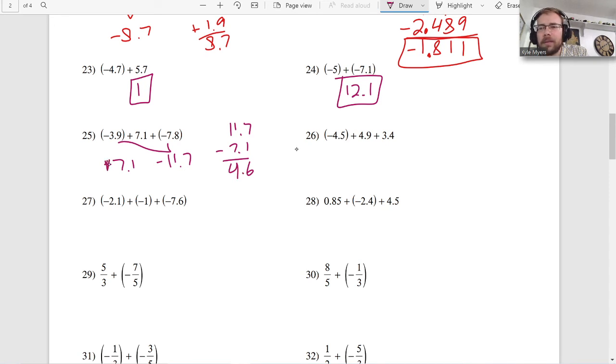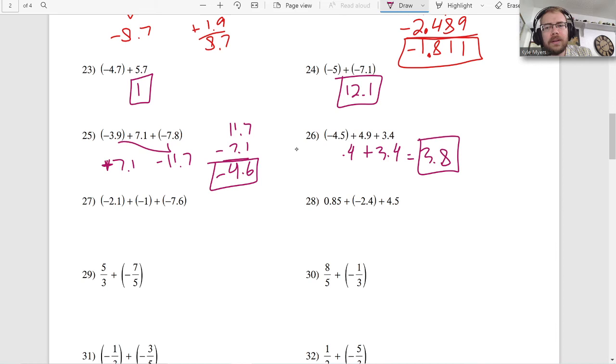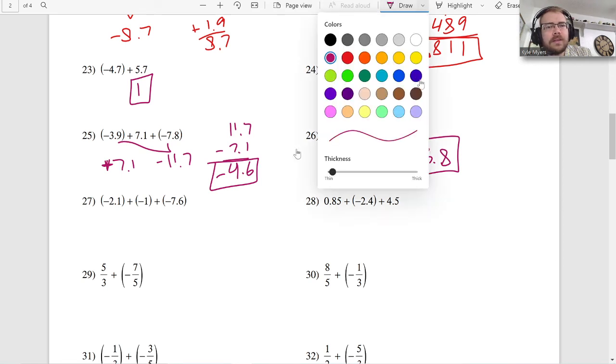This is positive, by the way. I had to switch the signs, though, so that's going to be negative. All right. Those two are pretty close, actually. That's just going to be 0.4. They're only 0.4 away from each other, and I'm subtracting, so 4 plus 3.4 is 3.8. And I'm done there. Change colors.